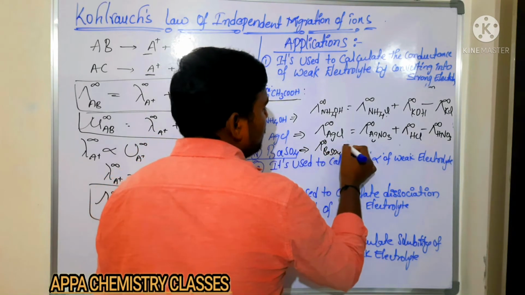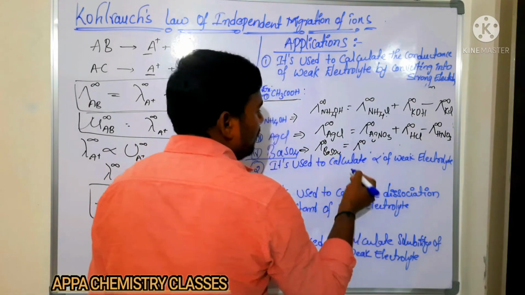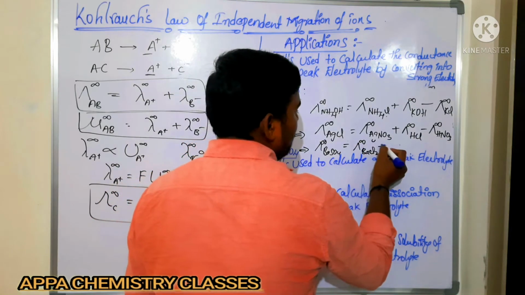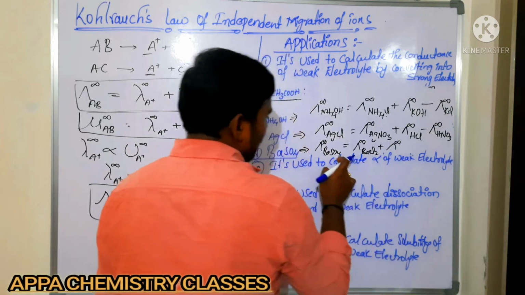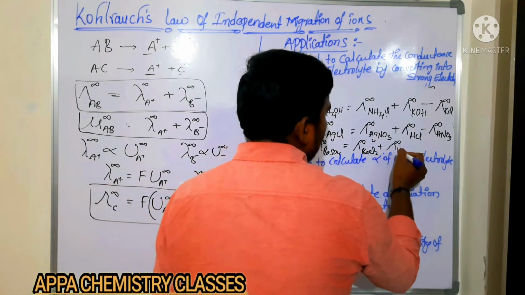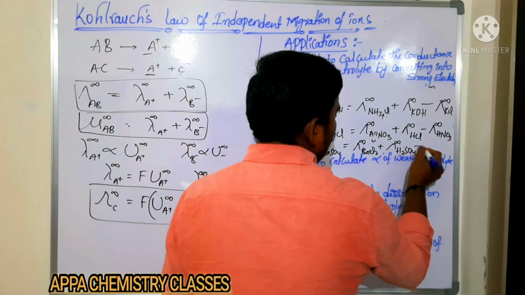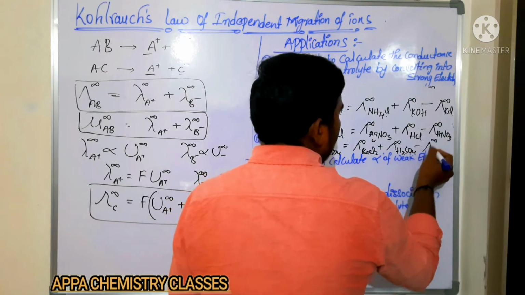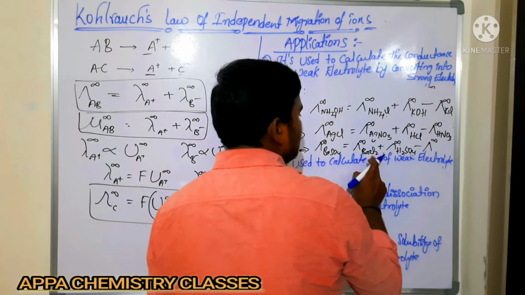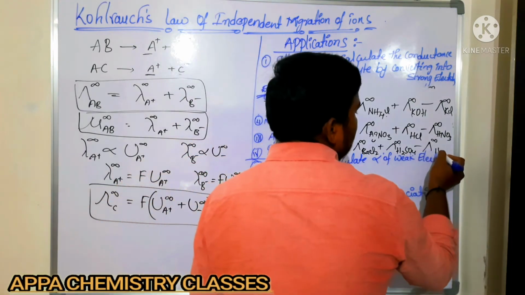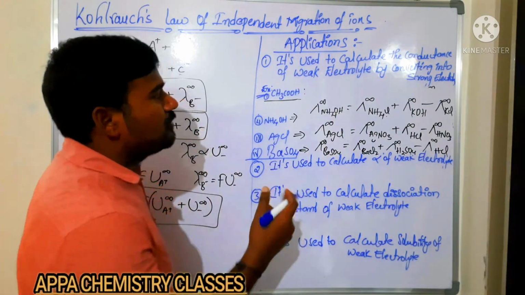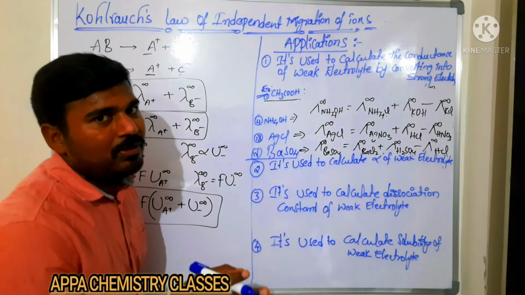Now Ba plus 2 is there. To that, what I am doing? I am adding the chloride ion, so it becomes BaCl2, plus. To the sulfate ion, I am adding the H plus ions. It is converted to H2SO4, minus equivalent conductance of, what happens? I am adding the H plus and Cl minus, that is HCl. I am writing only equivalent conductance. So that is the first application, which is very, very important.